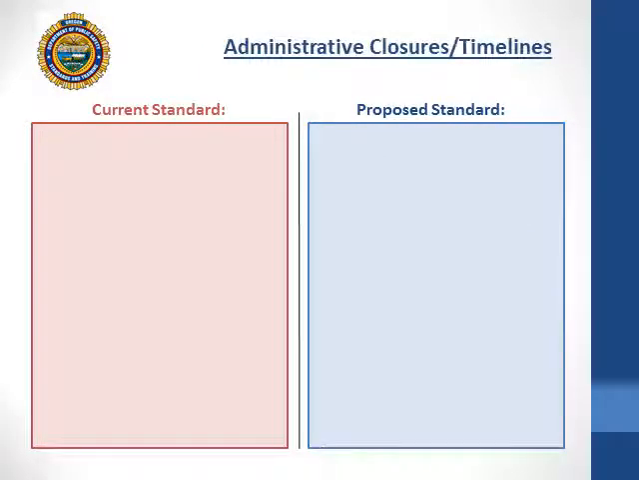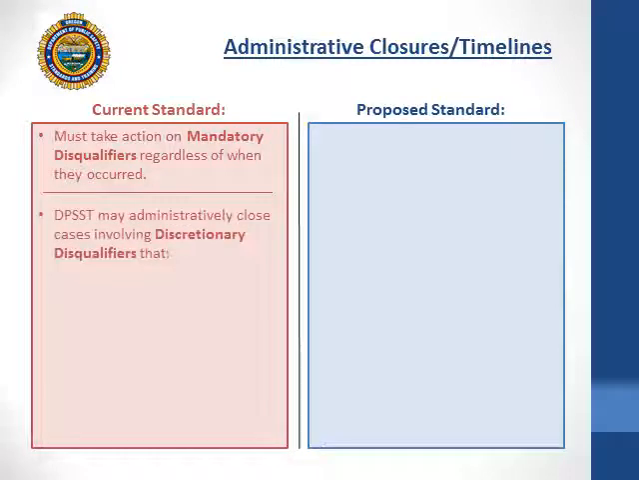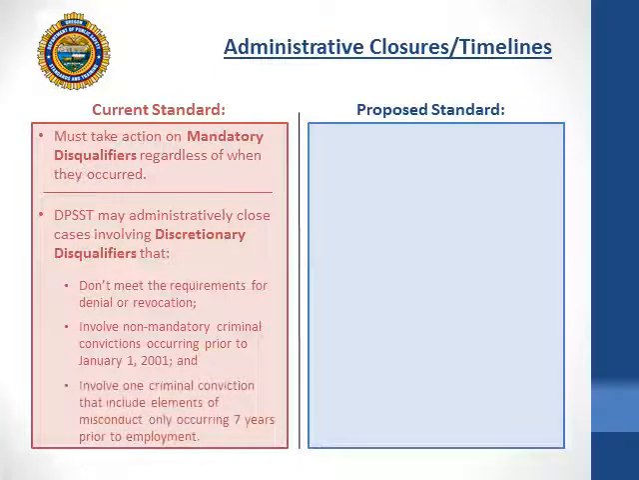With respect to timelines, under the current standard, DPSST is required to review mandatory disqualifiers regardless of when they occurred. However, DPSST may administratively close cases that don't meet the requirement for denial or revocation of public safety certification, cases that involve non-mandatory criminal convictions that occurred prior to January 1, 2001, and cases involving criminal convictions that only involve elements of misconduct, represent the only criminal conviction in the person's history, and occurred 7 years or more prior to the employment as a public safety professional.